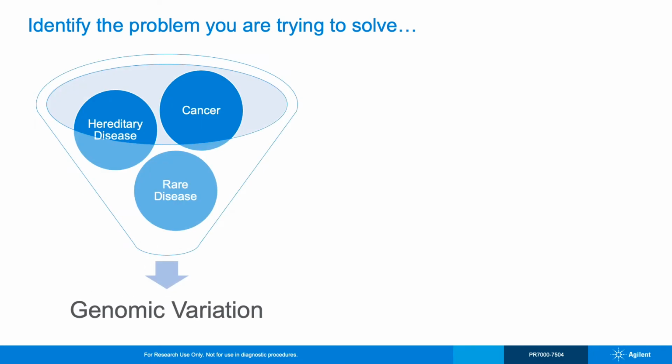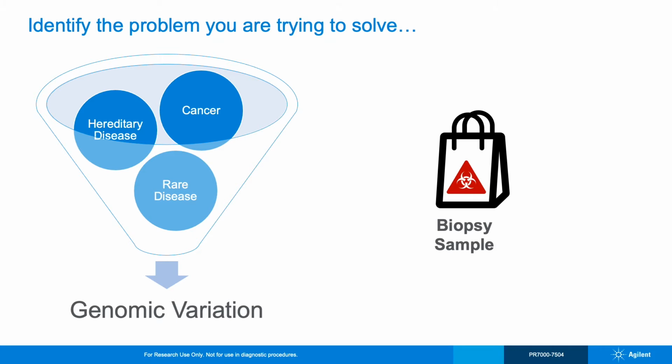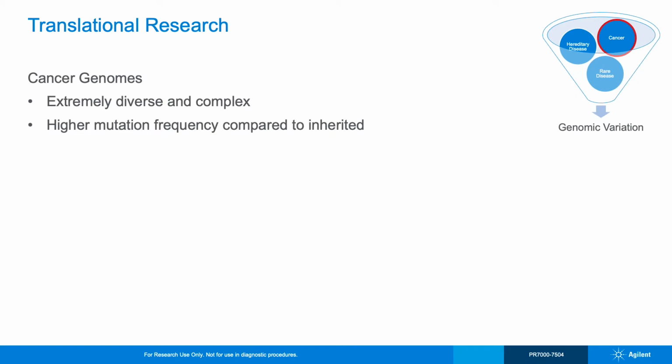Today we will focus on using this workflow to identify genomic variation in a biopsy sample, but keep in mind that this workflow applies to not only cancer, but also hereditary disease, rare disease, plus more. Cancer genomes are incredibly diverse and complex. They often have a higher frequency of genetic mutation compared to inherited.